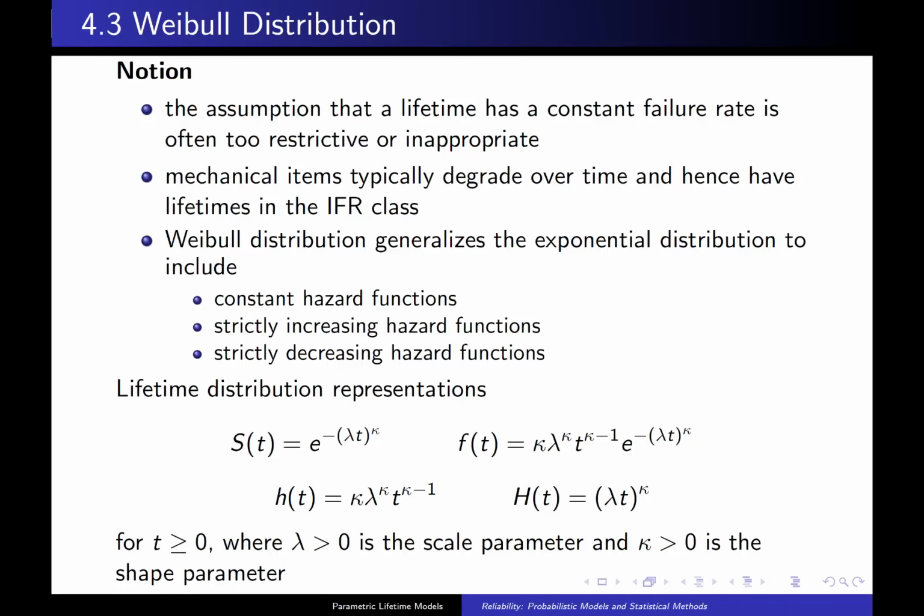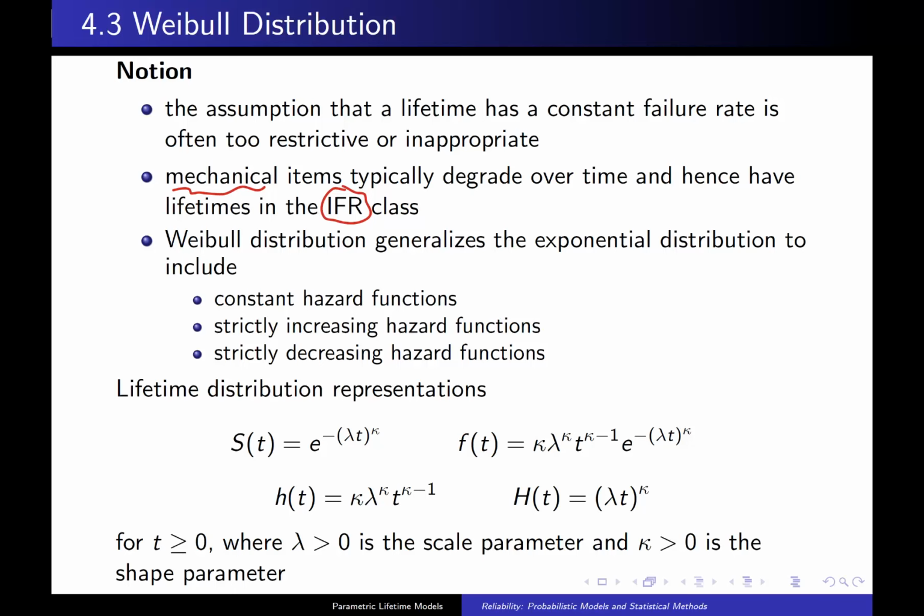This is the beginning of section 4.3, which is titled Weibull distribution. The Weibull distribution comes up because the assumption from the exponential distribution that a lifetime has a constant failure rate is often too restrictive or inappropriate. Mechanical items oftentimes degrade over time, and hence those fall in the IFR class. So we would like to get a distribution with a hazard function which is strictly increasing in order to model the failure times of those items.